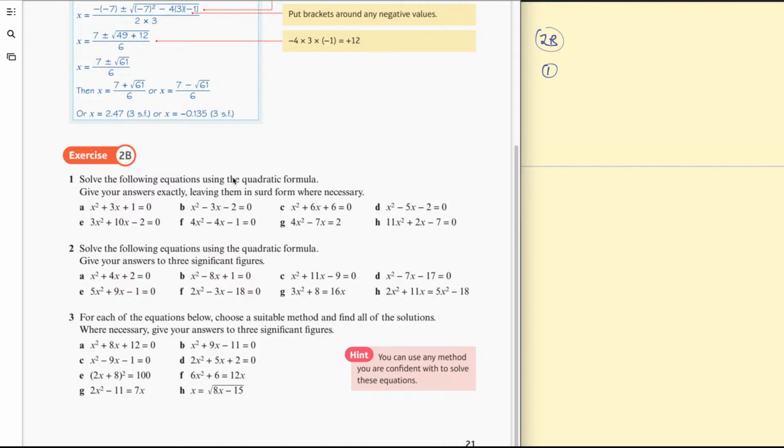Okay, question 1 says solve the following equations using the quadratic formula. Give your answers exactly, leaving them in surd form when necessary.